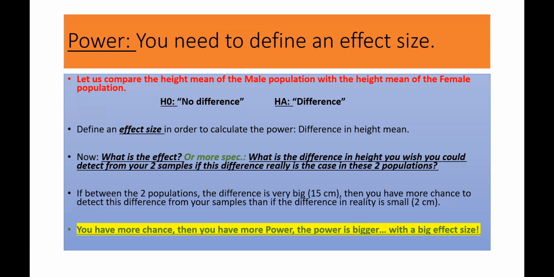Okay, but in reality, we don't know if there is a difference of 2 centimeters or 15 centimeters. It's just in the computation of the power. Behind the computation of the power, we are in the universe where there is indeed a difference of 2 centimeters. What is the probability of detecting that difference of 2 centimeters with 5 guys and 5 women? Okay, it's probably going to be small, maybe 15% would be the probability. You need at least 80% of power.